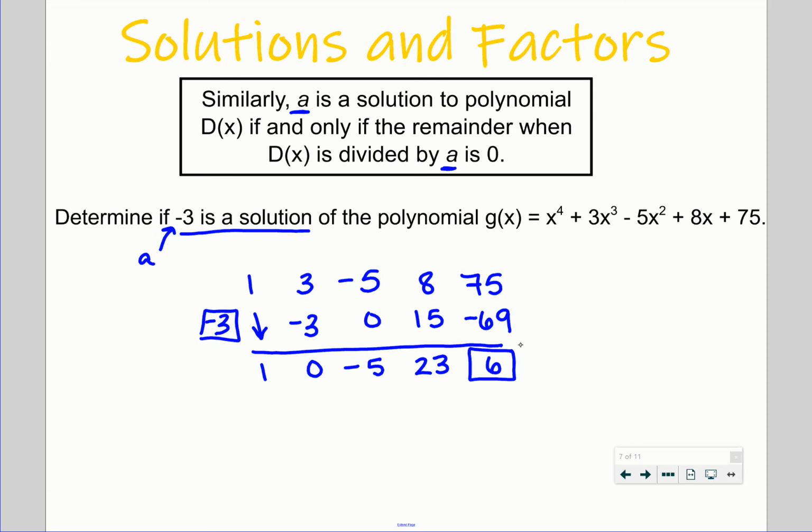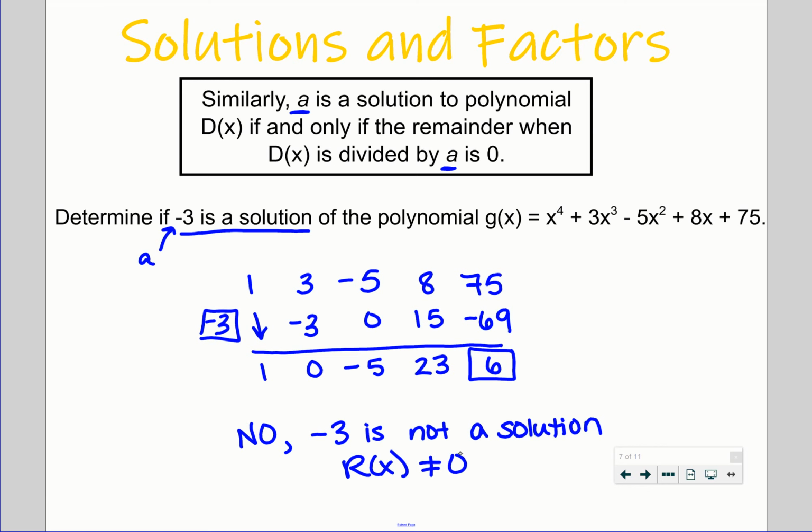So to answer the question, determine if negative 3 is a solution, our answer is no. Negative 3 is not a solution. Again, because the remainder is not equal to 0. It's equal to 6 instead when I divide negative 3 into the polynomial.